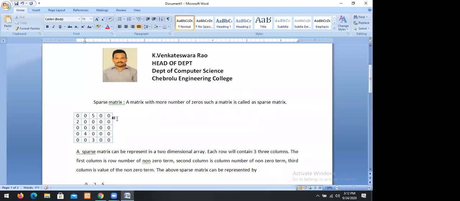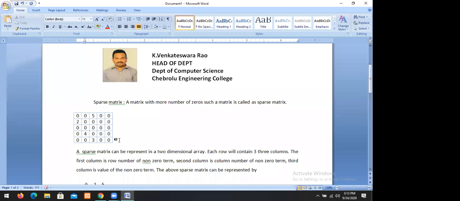Suppose this is a sparse matrix. Actually this matrix has 5 rows and 5 columns. So 5 rows and 5 columns means in total it has 25 values. Suppose each value requires 2 bytes, then this matrix will require 50 bytes. Among these, there are only 4 non-zero values, and the remaining are zeros. If you store the matrix like this, there is a wastage of storage. This problem can be avoided by using a sparse matrix.